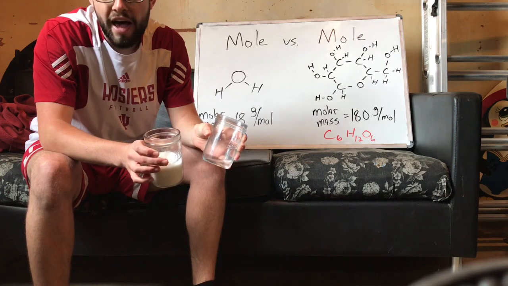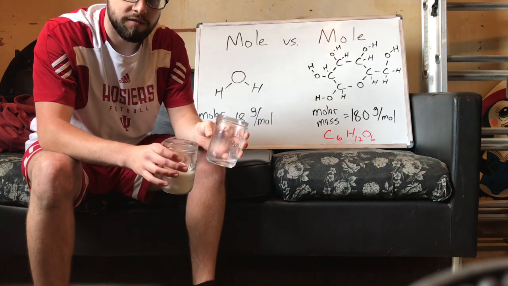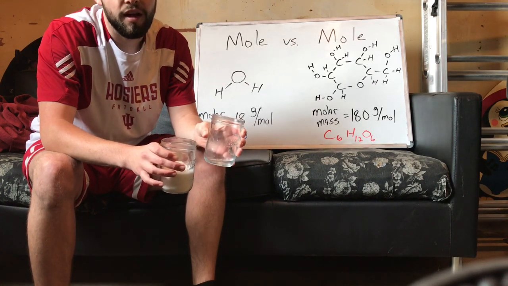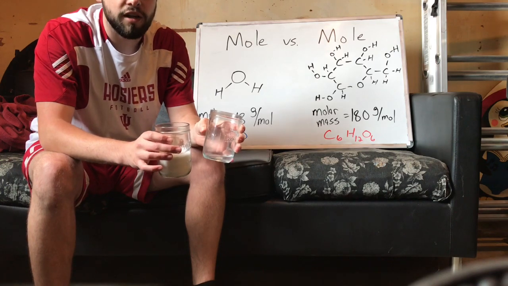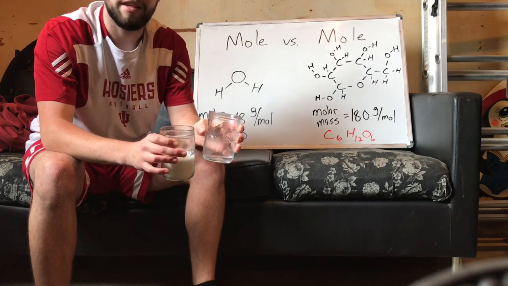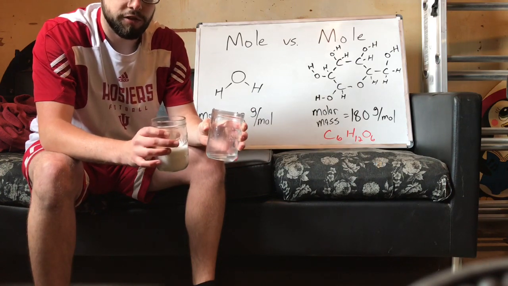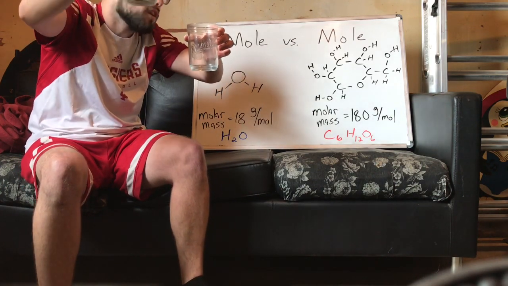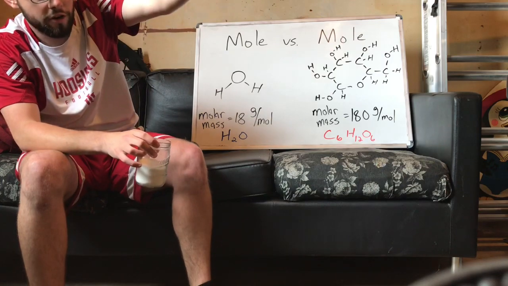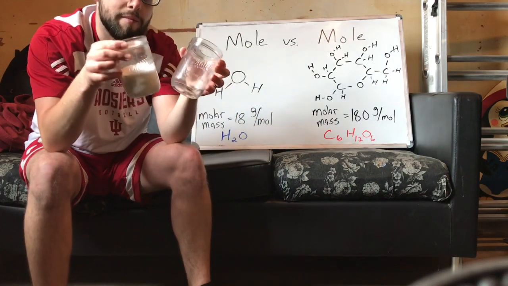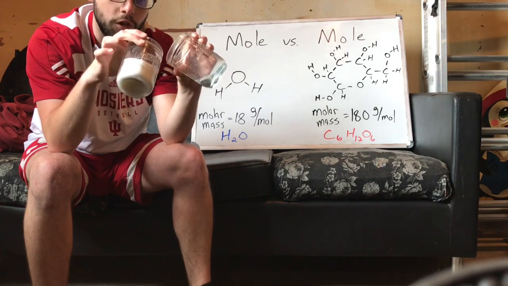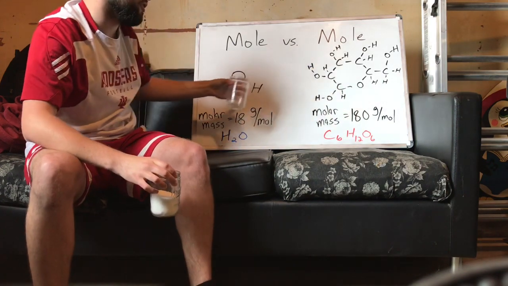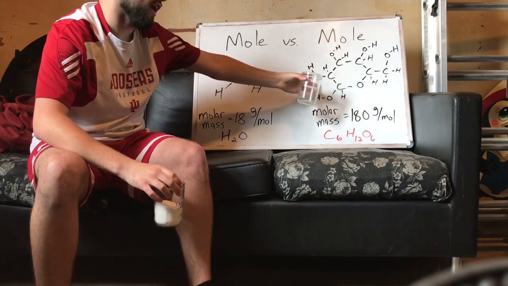It's just like if you had, let's say, a dozen golf balls, 12 golf balls. And then you've also got a dozen basketballs. A dozen basketballs is going to look a lot bigger than a dozen golf balls. It doesn't change the fact that there's 12 of each. Same thing here. A mole of sugar looks like a lot more sugar than a mole of water. It doesn't mean that there's not the same amount in here. There's 1 mole in both of these, but the things that I'm counting are different sizes, just like a golf ball and a basketball.